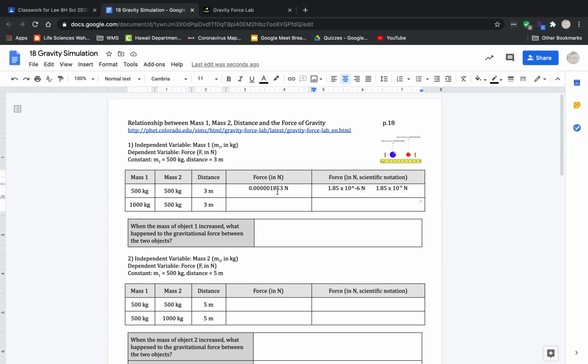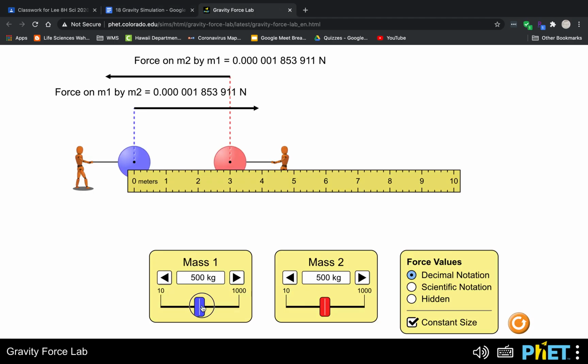We'll see that the blue and red ball attract each other with this much force. But what happens if we increase mass 1? What happens if we change mass 1 to 1,000 kilograms, but we keep mass 2 the same, and we keep the distance the same? All we're doing is changing one thing. What happens to the force of gravity? Should it go higher, or should it go lower? If we change mass 1 to 1,000 kilograms, so there's a lot more matter inside that sphere, we'll see that the two figures are straining a little bit more. And let's see if the force of gravity got higher or lower.